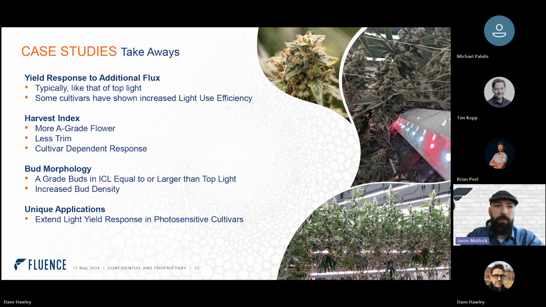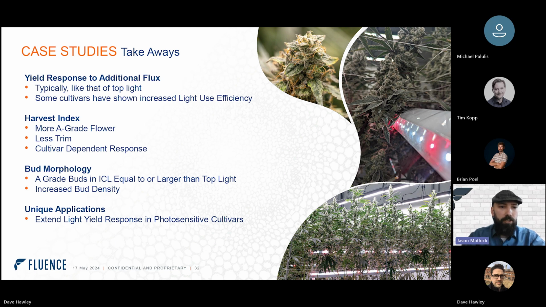However, there are some cultivars that seem to be well disposed to ICL, and in which case we may actually gain more than we would by adding top light alone. In terms of the value of the harvest, aka the harvest index, we're enriching the value by having more A-grade flower, reducing waste to trim, but the results vary with cultivar.